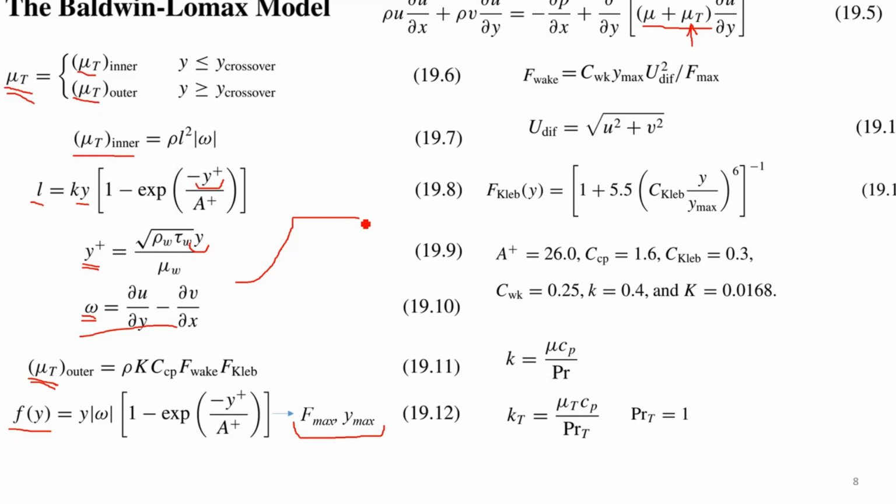And then when we reach the edge of the boundary layer, viscosity becomes equal to 0. So it drops to 0. So this is the graph of viscosity with respect to the y coordinate.